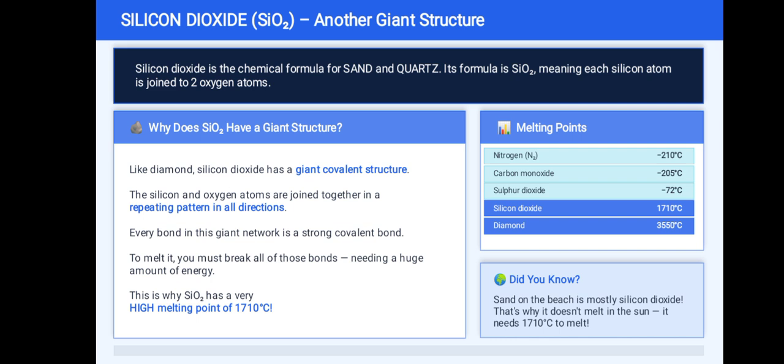They are simple molecules. Silicon dioxide at 1710 degrees Celsius and diamond at 3550 degrees Celsius, both of them have high melting points. So, nitrogen and sulfur dioxide have low melting points, while silicon dioxide and diamond have high melting points. Why? Because they have giant covalent structures.